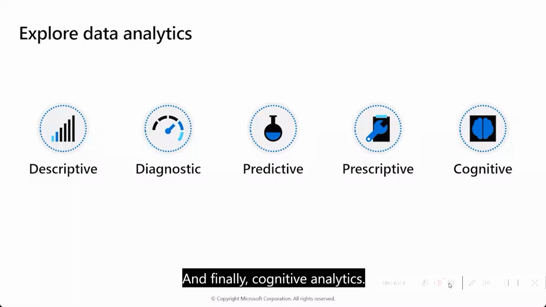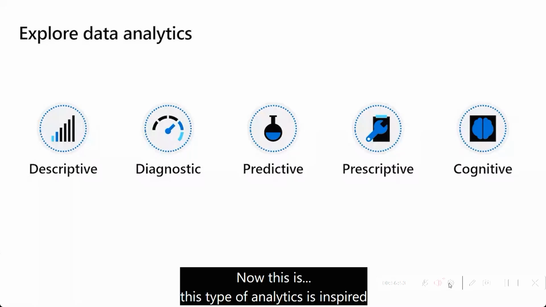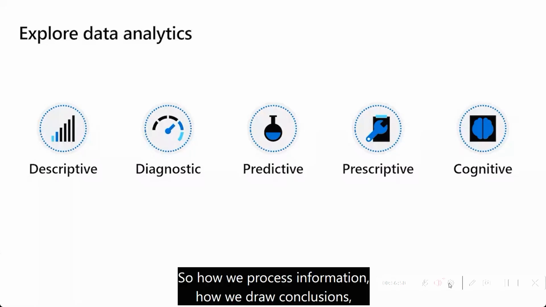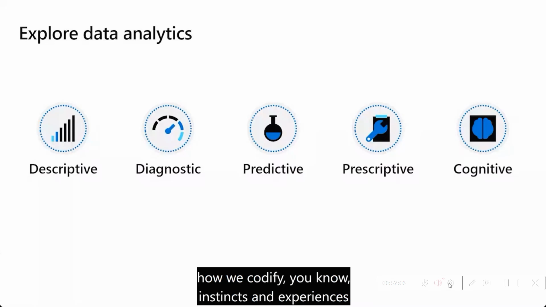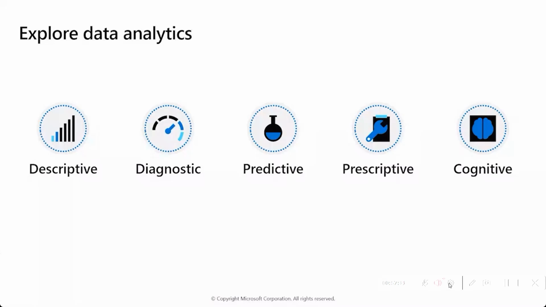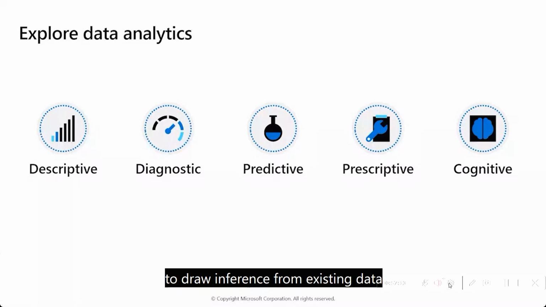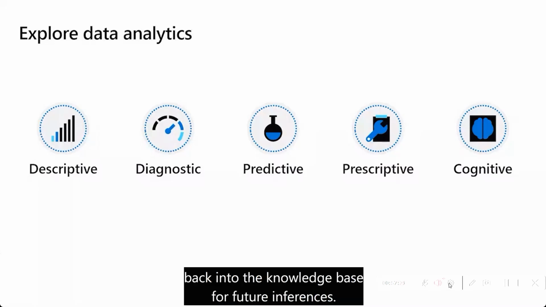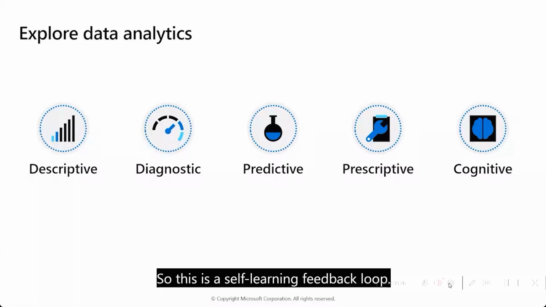And finally, cognitive analytics. Now, this type of analytics is inspired by how the human brain works. So how we process information, how we draw conclusions, how we codify instincts and experiences into learning and understanding. So cognitive analytics really attempts to draw inference from existing data and patterns, derive conclusions based on existing knowledge bases, and then add these findings back into the knowledge base for future inferences.